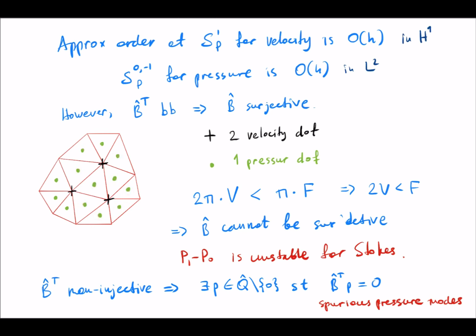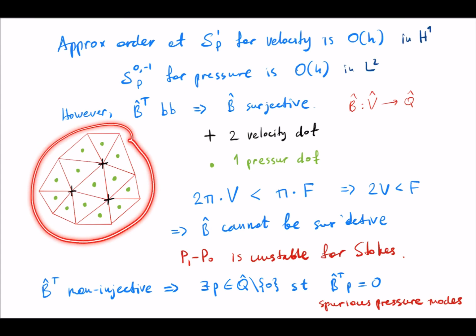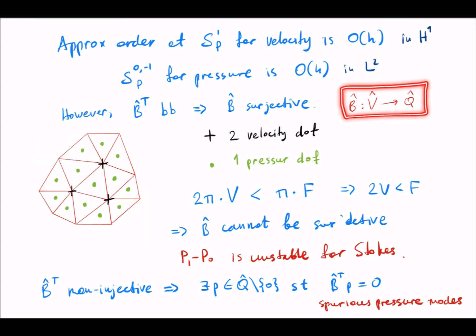Okay, so you can immediately see that there are lots of degrees of freedom for pressure and very few degrees of freedom for velocity. And if you remember what this B hat is doing, B hat is sending V hat to Q hat, and we see that Q hat has lots of degrees of freedom, but V hat has very few. So that means, at least for this particular mesh, B hat is not going to be surjective. So it is inf-sup unstable.